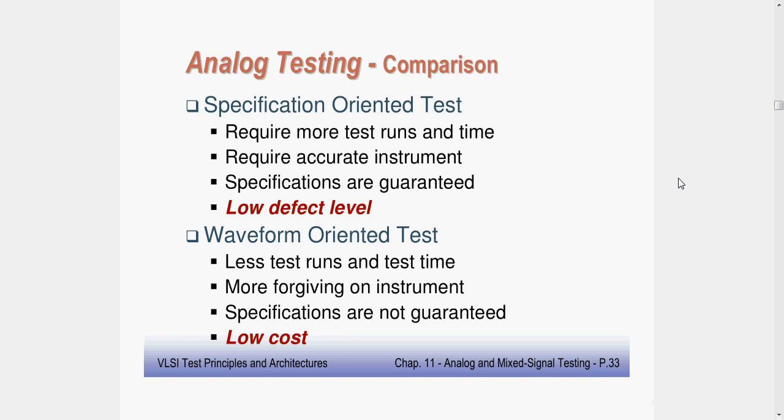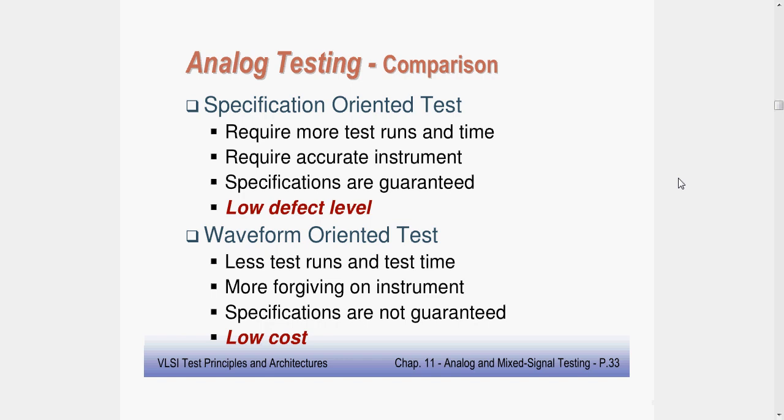So when you do the specification oriented test, since it is more exhaustive, the outcome of this test is that there will be a low defect level, that is, it is highly efficient in terms of detecting the defects.